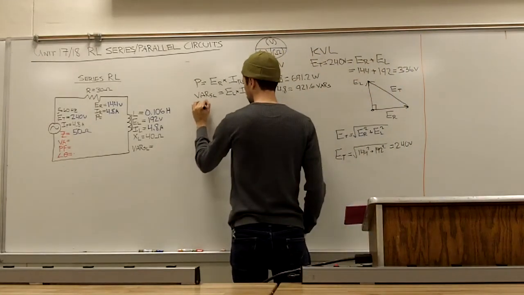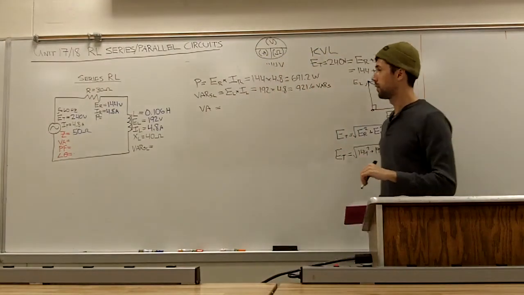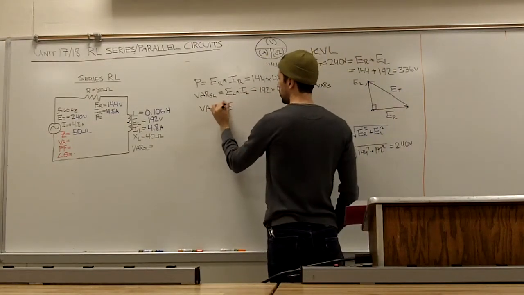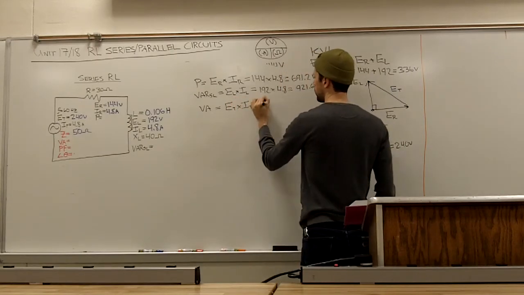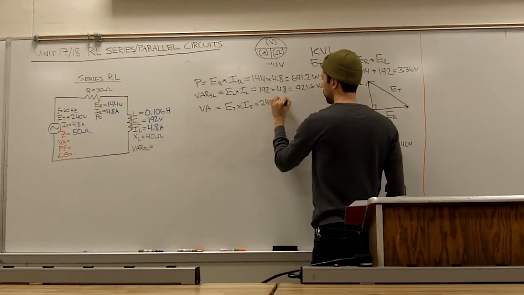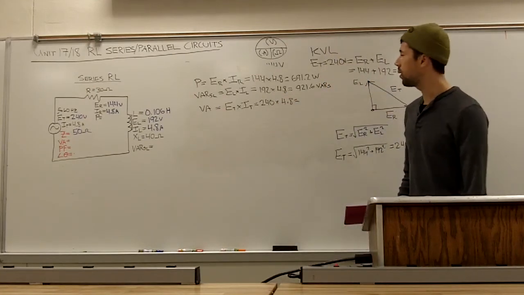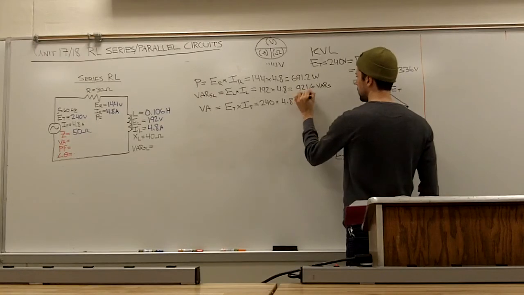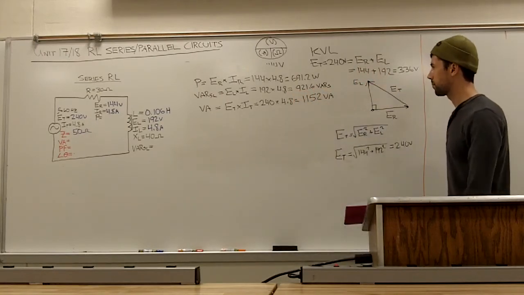And then finally, our apparent power of the circuit, which can be thought of like the total power in the circuit. That's going to be our total voltage times our total current. So 240 volts multiplied by 4.8 amps gives us a total apparent power of 1,152 volt amps.